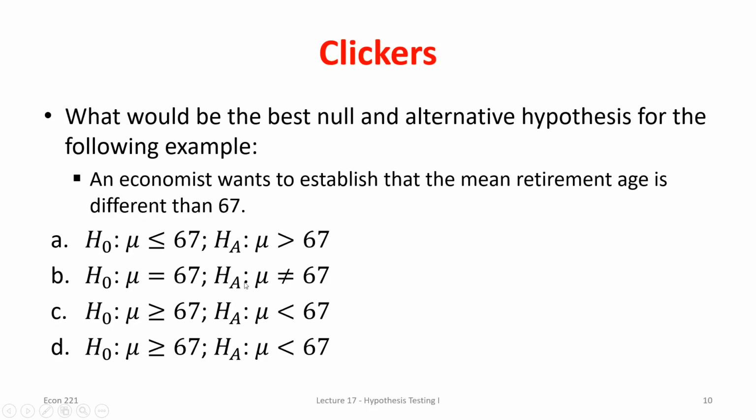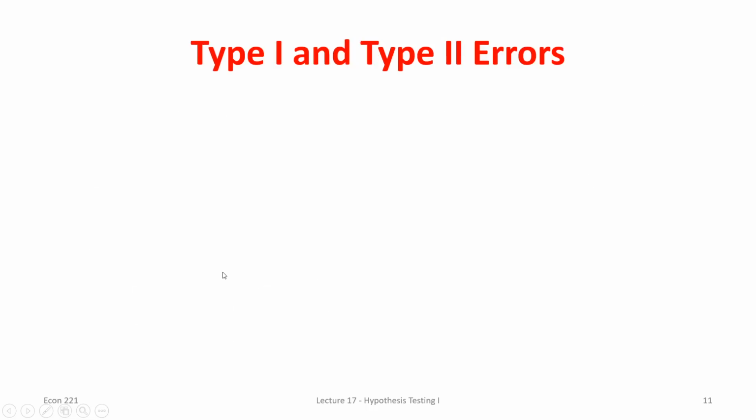And then from there, that's how I identified that this is my null, and this is going to be my alternative hypothesis. Okay. So we know how to set these up now, at least in terms of identifying the null and alternative. So what are some things that could go wrong?